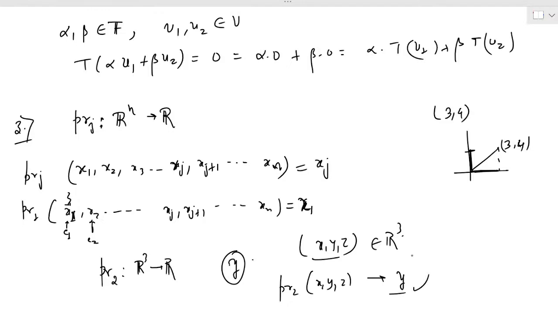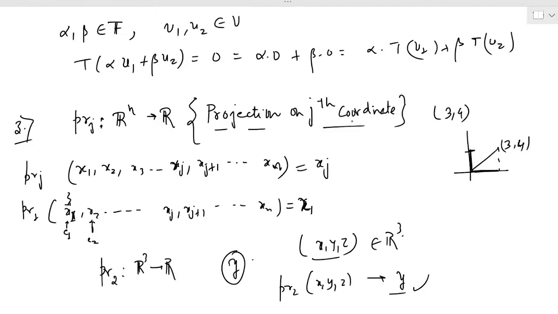Okay, is that clear? I hope it is clear. And if it's not clear, please let me know. This is called the projection transformation, or simply projection. This is known as the projection transformation on the jth coordinate. Do you think this forms a linear transformation? I mean, is that clear, or is there something that people are not able to follow?